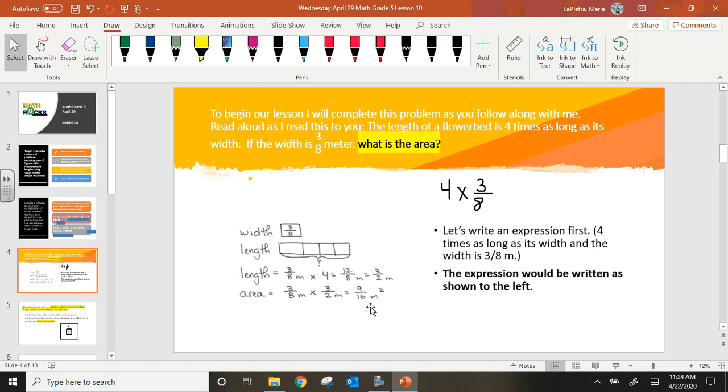So when we go to label, we have to make sure that we label with an M. Okay, so the length, 3/8 times 4 is 12/8, which gives me 3/2. Three over 8 times 3/2 equals 9/16. 9/16 meters squared.